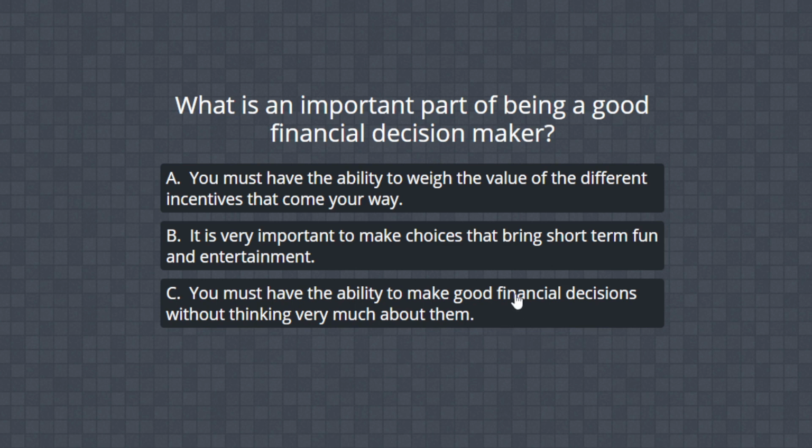So what is the important part of being a good financial decision maker? Well, you must have the ability to weigh the value of the different incentives that come our way, because not all incentives are weighed equally. So to be a good decision maker, you must have the ability to weigh the different incentives that come your way. I would choose A because that would be the best answer. I read the others and I don't think they are so good. It is very important to make choices that bring short-term fun and entertainment.